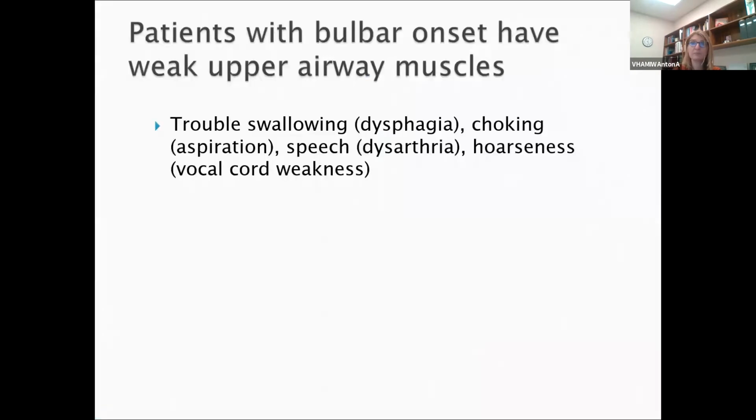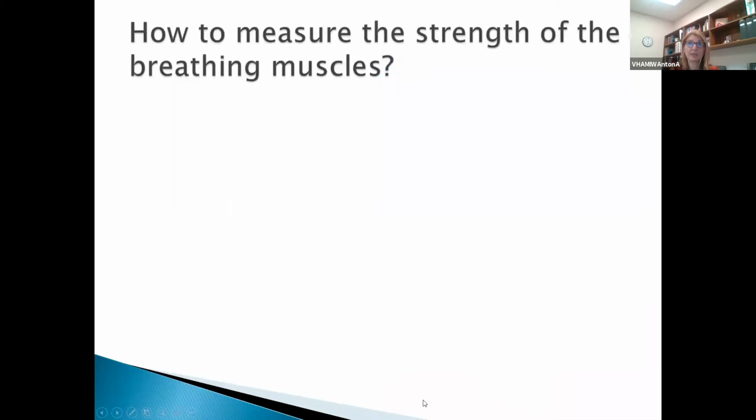In patients that have bulbar onset, they have upper airway weakness, and those patients have problems with swallowing, choking, speech, and hoarseness. So how do we measure the strength of the breathing muscle? What are the clues, besides what patients are telling us, that the breathing muscles are getting weaker?